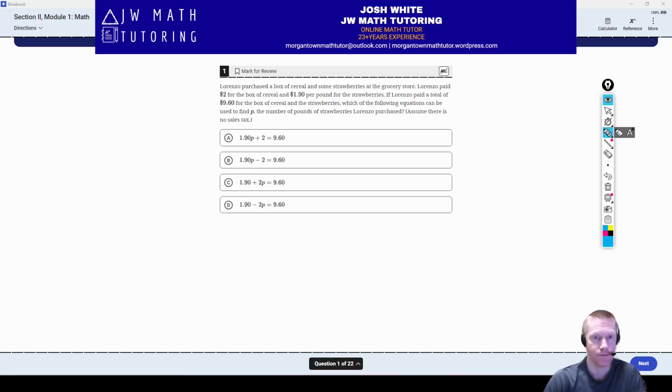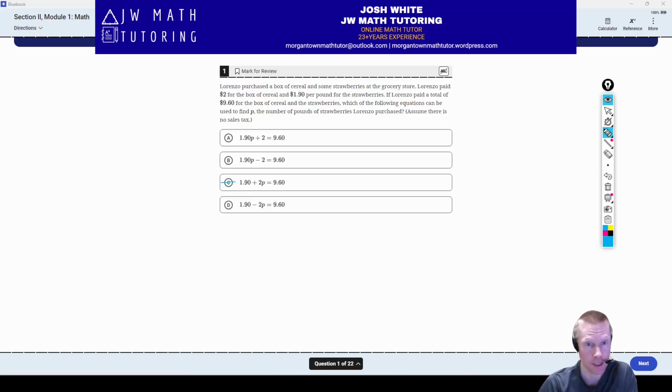Here we have basically a word problem where you're going to interpret, or essentially create, a linear function from the text you're given. The total cost is $9.60, so that's why those equations are equal to $9.60. The box of cereal is $2, so you're going to add $2 to the total amount paid for strawberries. The strawberries are $1.90 per pound, and he's buying p pounds, so the cost for the strawberries is going to be 1.90 times p.